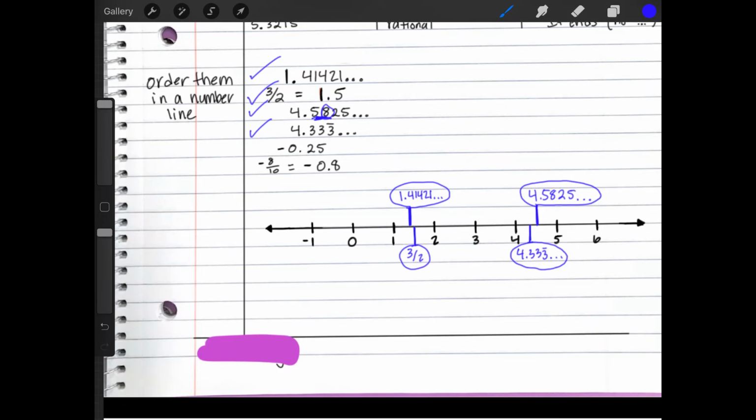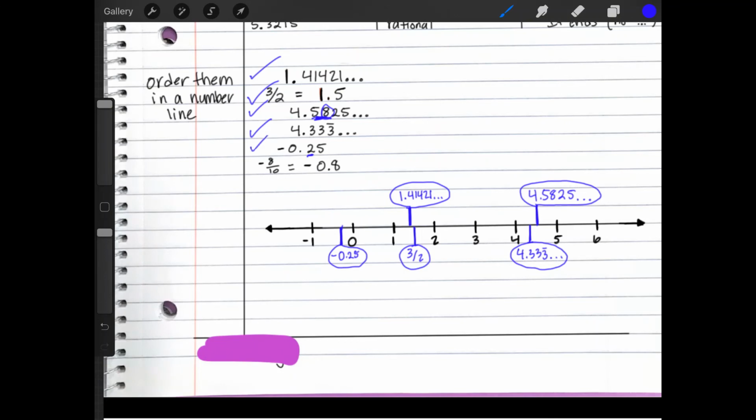And then the next one, negative 0.25. So this is where it gets kind of tricky. The negatives kind of work backwards. So the negative 0.25, I know it's going to be between 0 and negative 1, but is it closer to 0 or closer to negative 1? So you have to think about, is 0.2 going to be closer to 0 or negative 1? Okay. So it is going to be closer to 0. So right here, about 1/4 away from 0, we're going to put that negative 0.25.